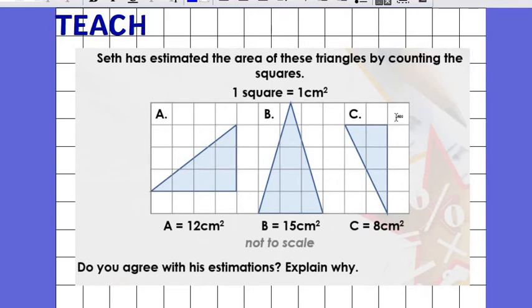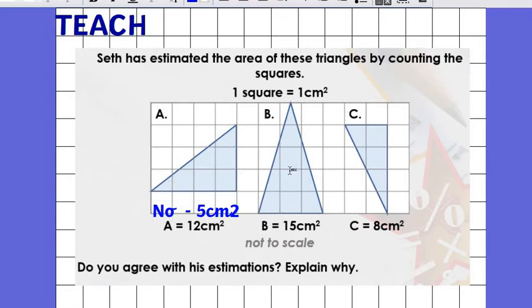Seth has estimated the area of these triangles by counting the squares. 1 square equals 1 centimetre squared. Do you agree with his estimations? Explain why. Let's have a look. So he reckons A is around about 12 centimetres squared. Let's have a look. Again, we use the same principle. We count the whole squares, 1, 2, 3 whole squares. And then that little bit would fit there to make 4. Half and half, 5. I wouldn't say that is correct. No. So I'd say that is around 5 centimetres squared.